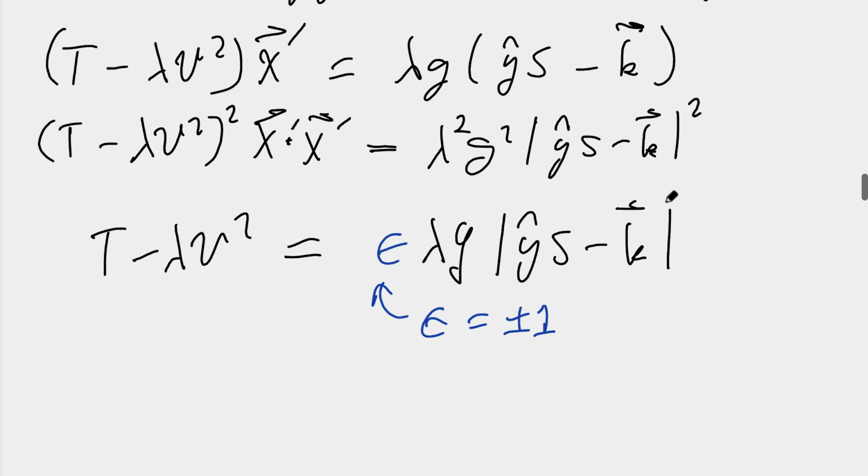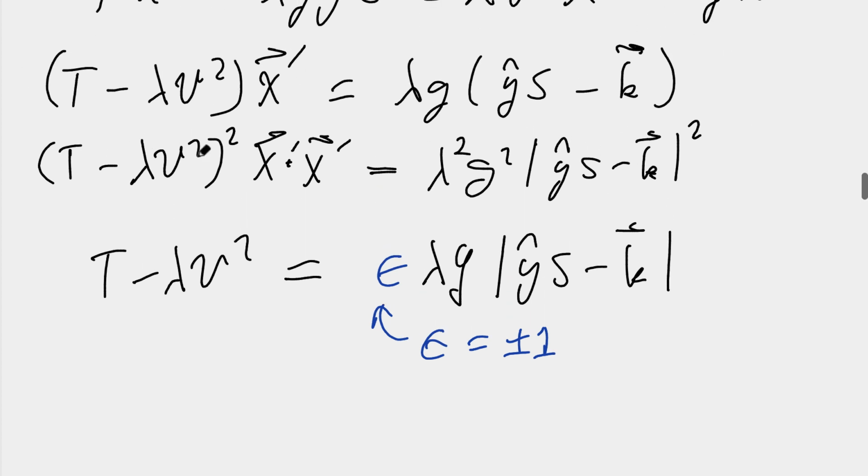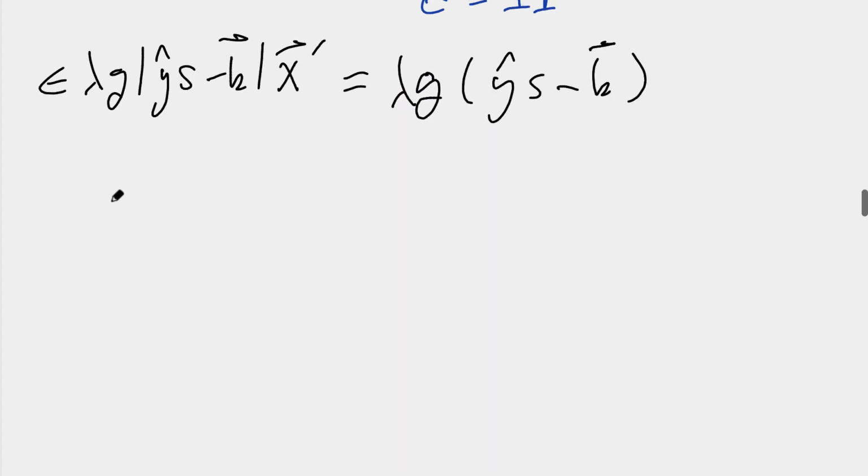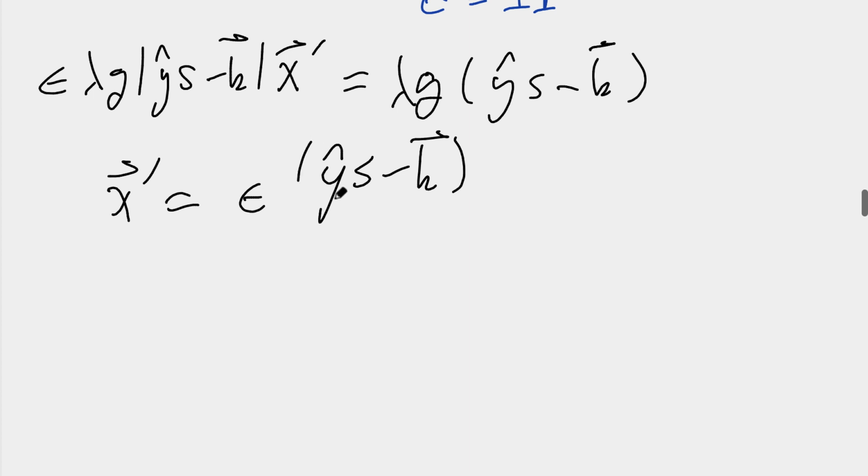Now let's use this result in this equation. So the left-hand side becomes epsilon lambda g times the magnitude of y hat s minus k times x vector prime equals lambda g times the vector y hat s minus k vector. So now the lambda g's cancel, and we can solve this for x vector prime. X vector prime is just multiplying through by epsilon, which is either plus or minus 1. This is epsilon times y hat s minus k divided by the magnitude of y hat s minus k.